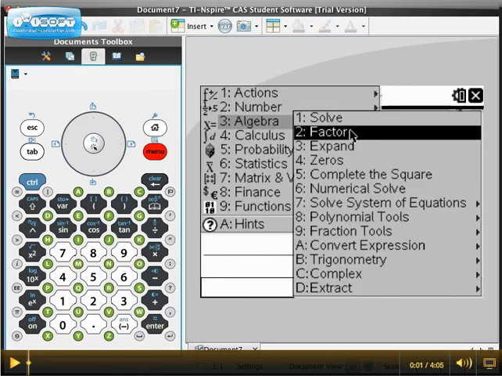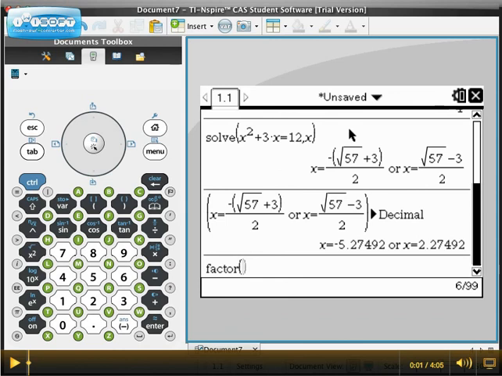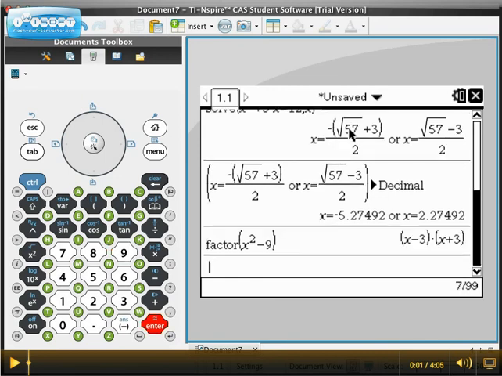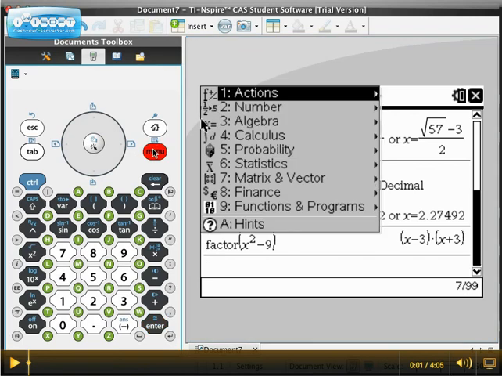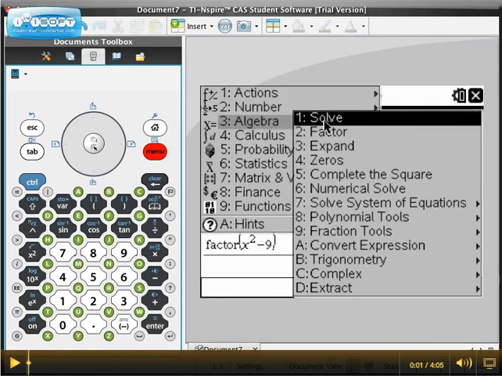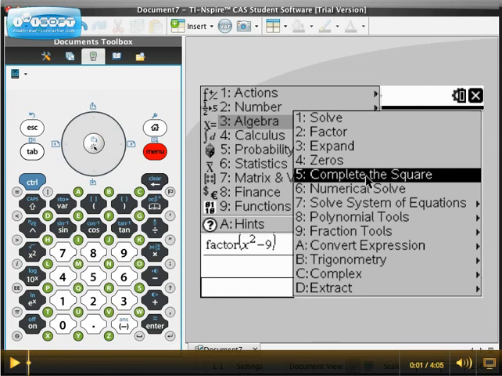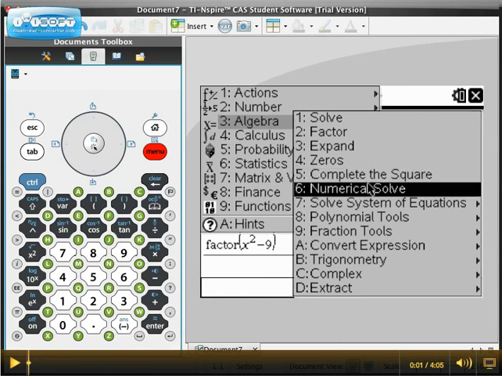It can also factor something for you. So for example, x squared minus 9. I know that you guys could already do that, but I'm just showing you how it can do this. It'll tell you x minus 3, x plus 3. Okay, so that's pretty cool. It's a powerful tool. It can also expand a function, find the zeros of it. If you're trying to complete the square, it'll do that for you.